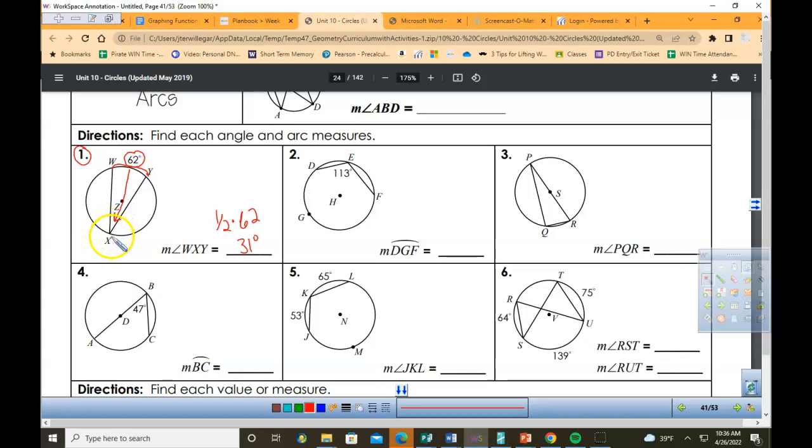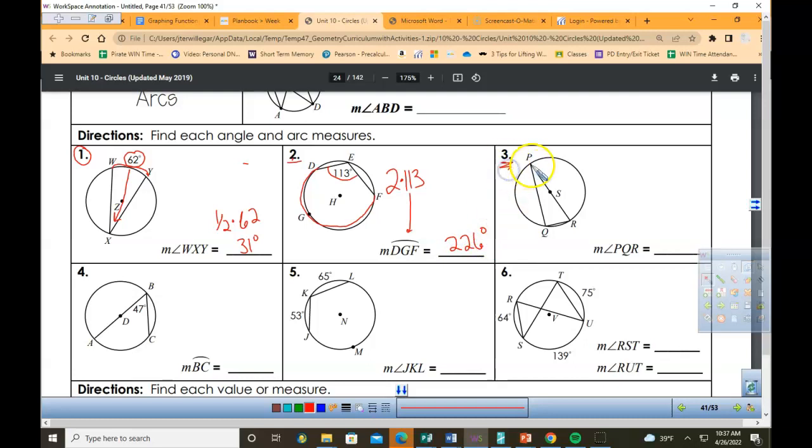Now when we see a problem like number... I'm going to skip 2. I'm going to go to number 3. I want to get tricked. Well, we'll do 2. So now if my angle is 113, my arc is twice the size of the angle. If the angle is half the size of the arc, then the arc is twice the size of the angle. So 2 times 113 will give us that measure. So 226.